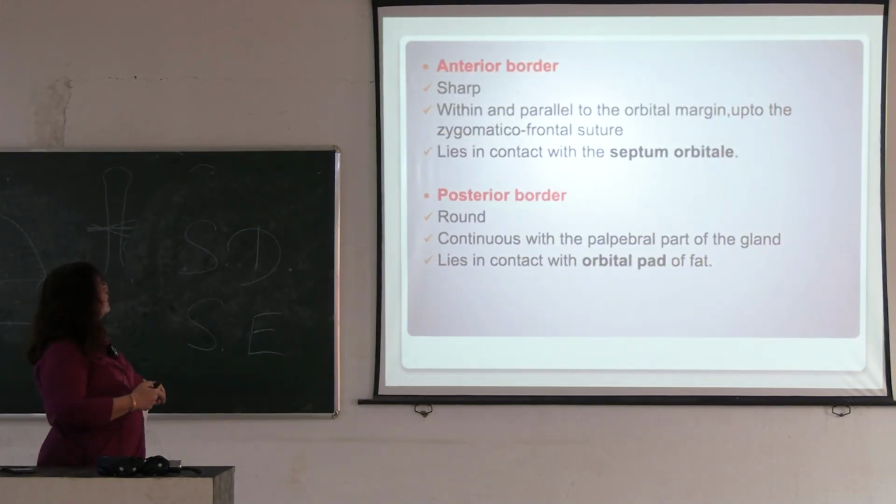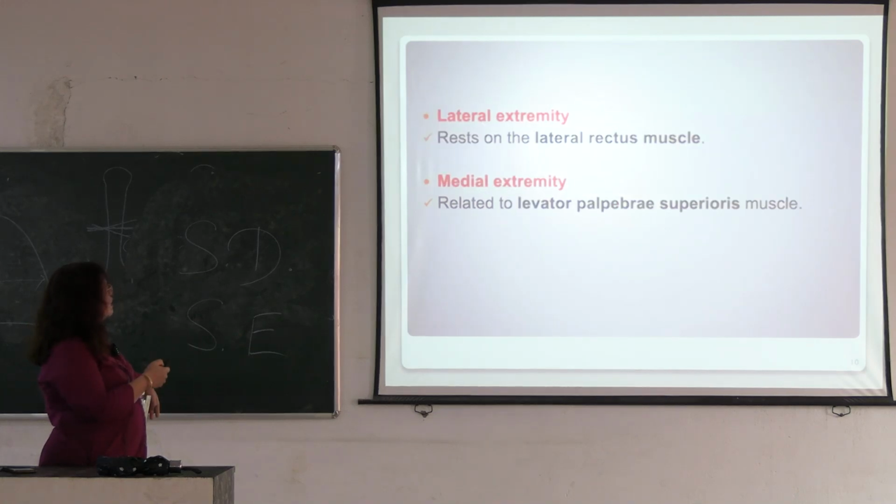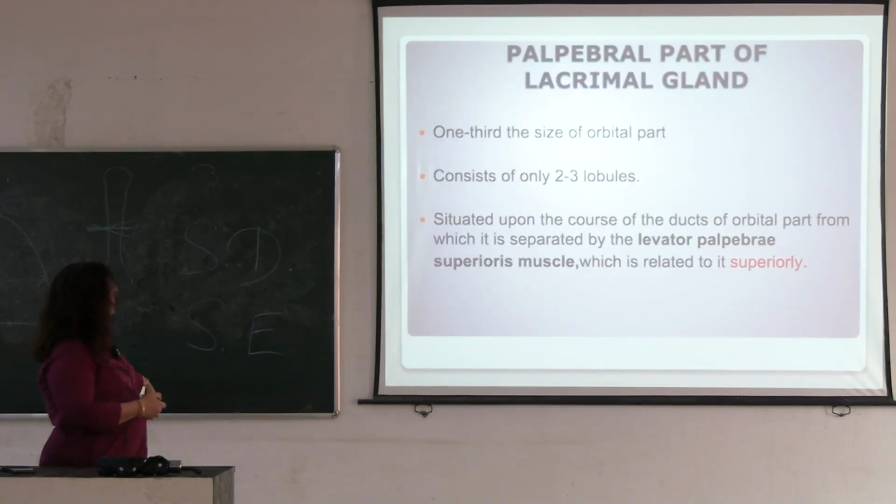And inferior surface is concave, and it lies on the levator palpebrae superioris muscle and the lateral horn of the levator aponeurosis. Then anterior border is sharp and within and parallel to the orbital margin up to the zygomaticofrontal suture. It lies in contact with the orbital septum. Then posterior border is round, and it is continuous with the palpebral part of the lacrimal gland, and it lies in contact with the orbital pad of fat. Then two extremities, lateral and medial extremities.